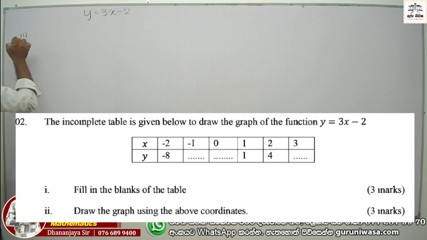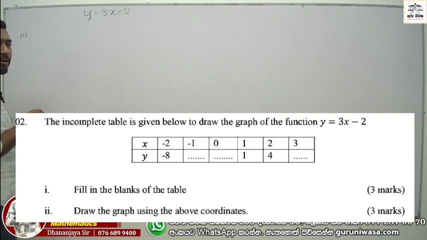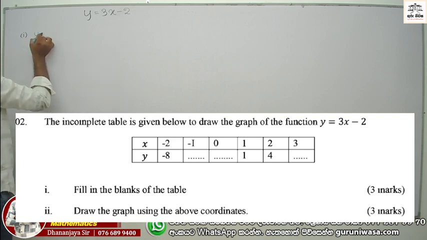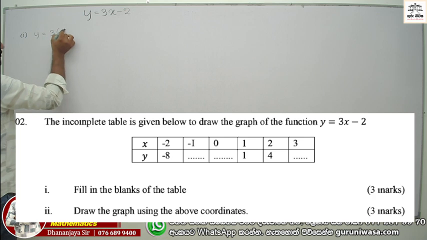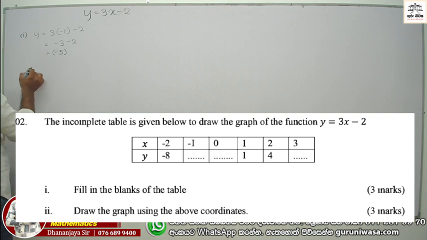Problem number 1. You have to find the blanks of the table. There are 3 spaces. Firstly, you need to substitute minus 1 for x. Therefore, y equals 3 times minus 1 minus 2. 3 times minus 1 is minus 3, and minus 2 should be minus 5. That is the answer for the first space.